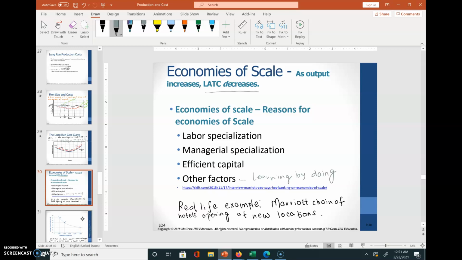I want you to look at a real life example of economies of scale. We have the Marriott chain of hotels opening up at different locations. So the long run total cost of production can increase. However, long run average total cost of production will go down. So long run average total cost of production is long run total cost over output level. If this goes down, we have economies of scale, and we all love that.